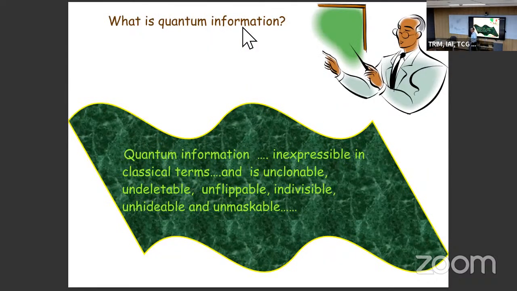So what is quantum information? You may have a different answer, but here is one answer: quantum information is something which is inexpressible in classical terms and is unclonable, unprintable, indivisible, unhideable, and unmaskable. If you discover something more, you can add to this list. So till then, thank you.